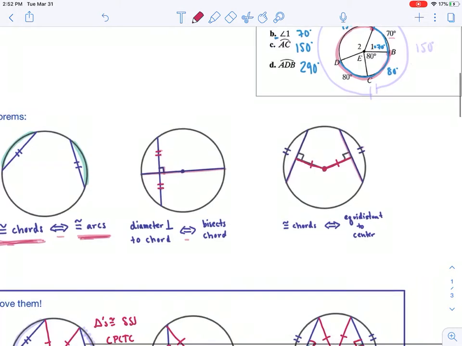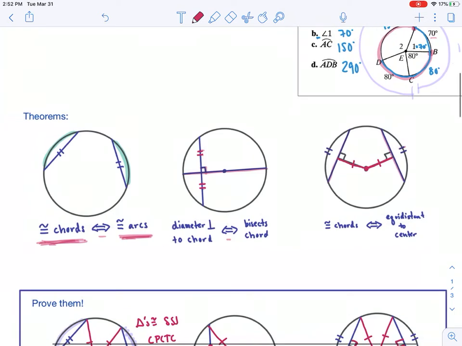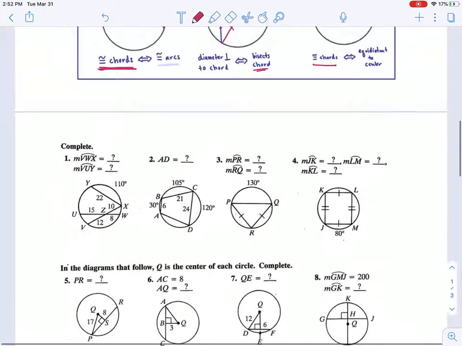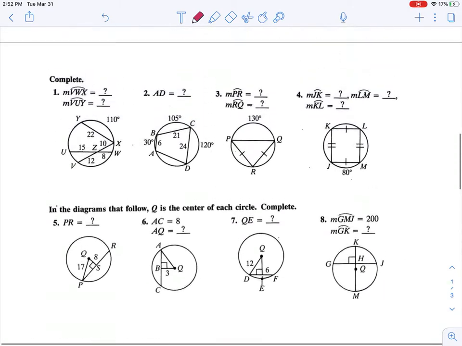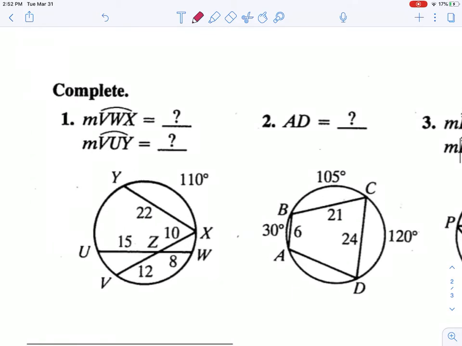The big goal here is that you're not just memorizing theorems, but that you're always able to figure things out. And to figure things out, you're going to draw radii to make them triangles. Okay, let's try a couple problems. We're going to practice some of these, and then the homework is there for you. Okay, let's see. These are a little tricky.